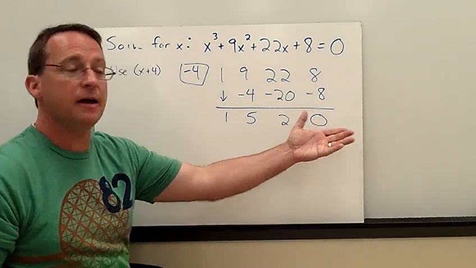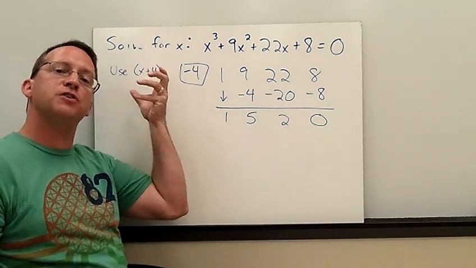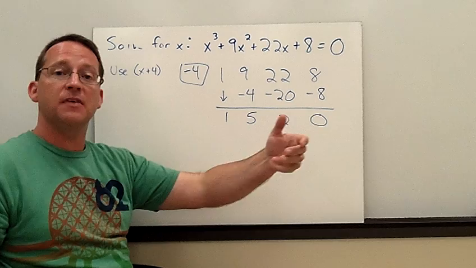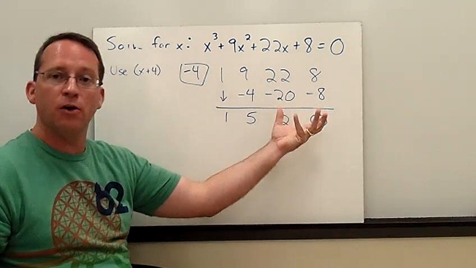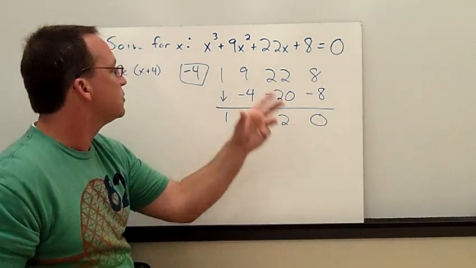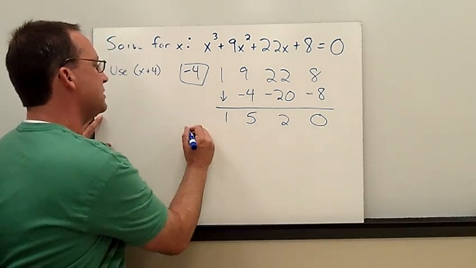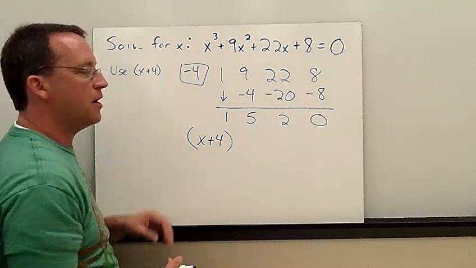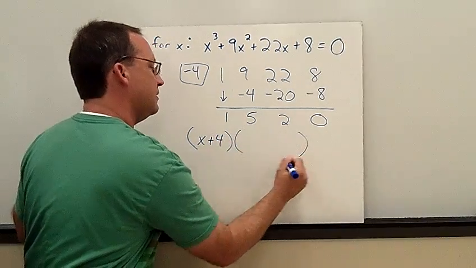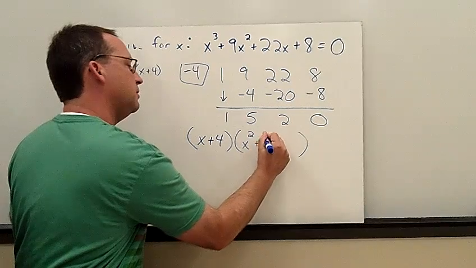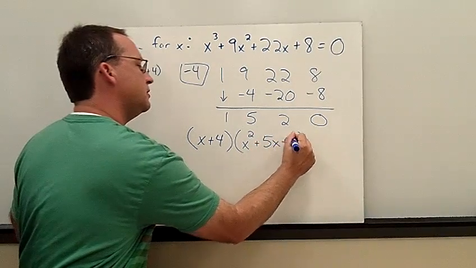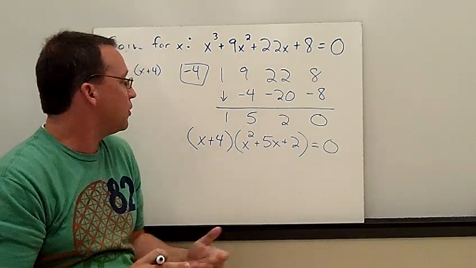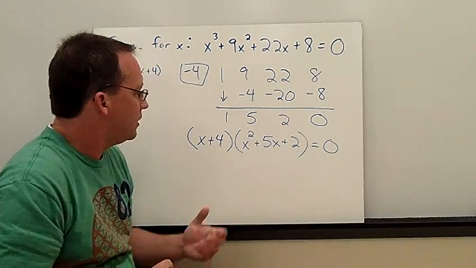Well, that works, right? I know x plus 4 is a factor because I get no remainder, right? And that's going to be the key. Finding a factor that when we do our division, we're left with no remainder. So I do know that this breaks down. It breaks down into, well, x plus 4 was this magical factor that appeared, and then x squared plus 5x plus 2 equals 0. Okay? Then I'm going to go ahead and solve that.